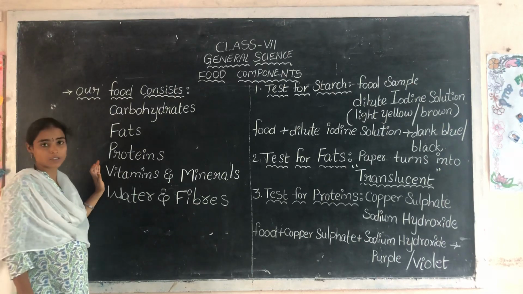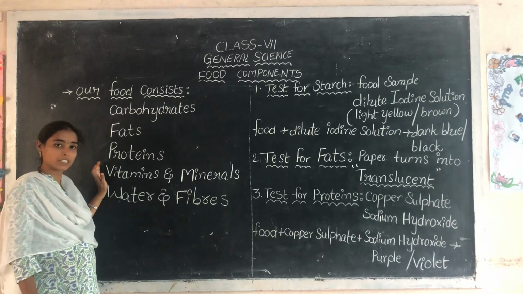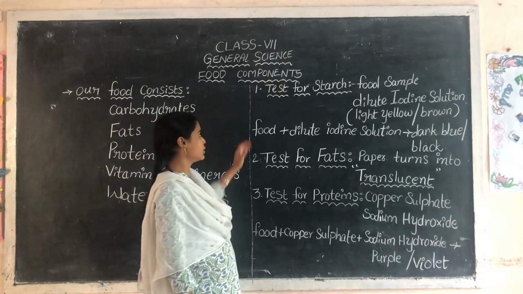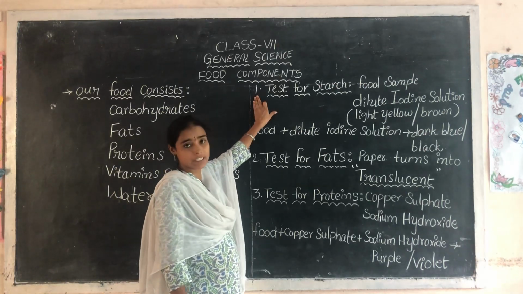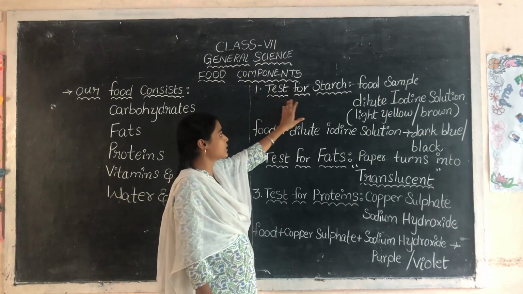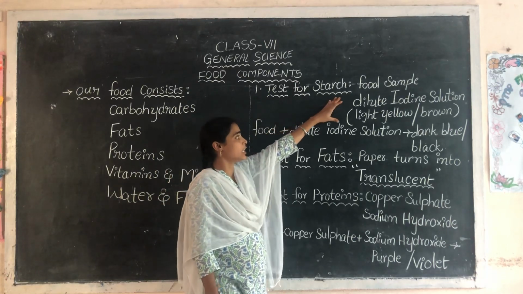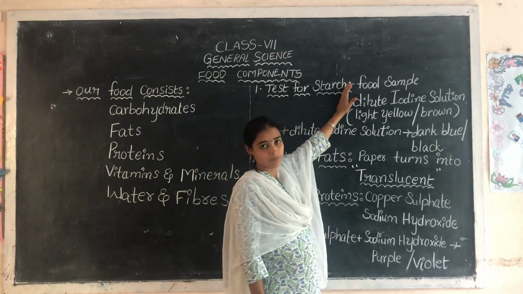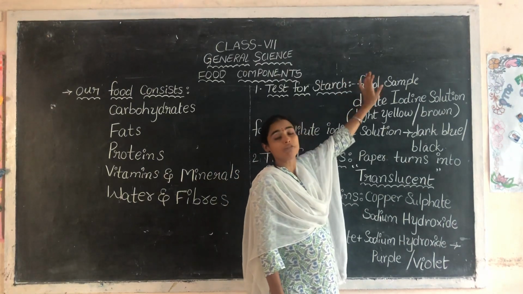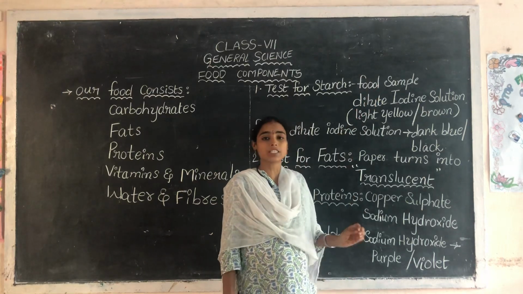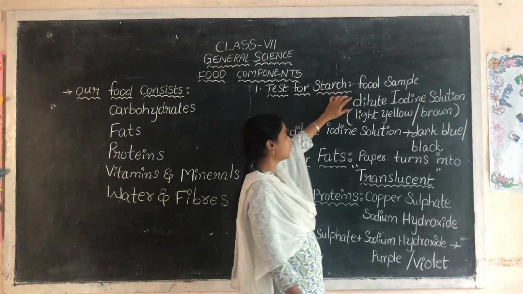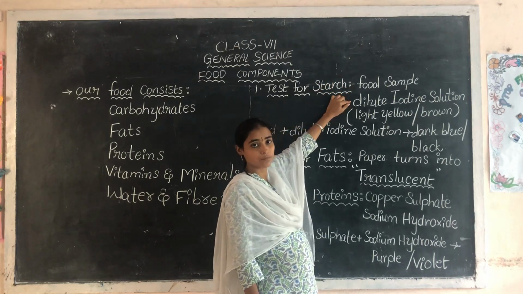For this proof, we do some activities. Okay. For that, now what do we do? First we test for the starch, nothing but the carbohydrates. For the test for the starch, we require here two components. What are these? Food sample. Food sample means which food item we want to test for the starch. Take that food sample and dilute iodine solution.